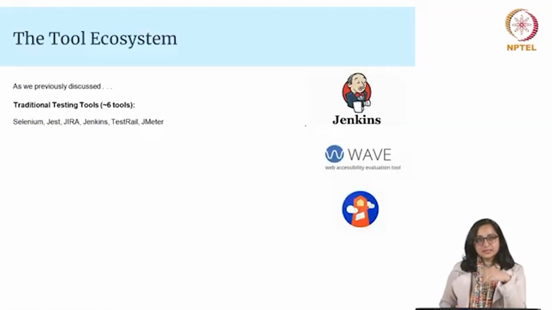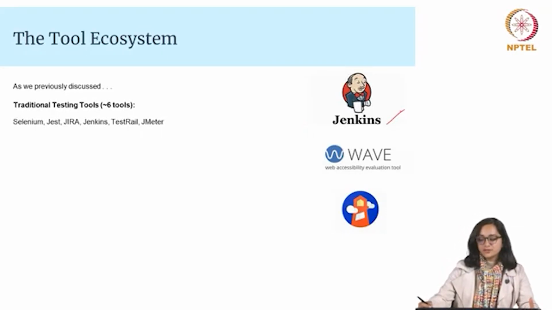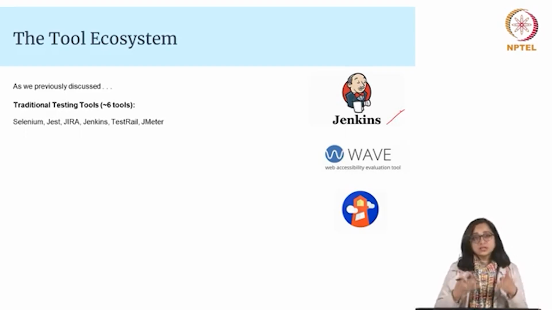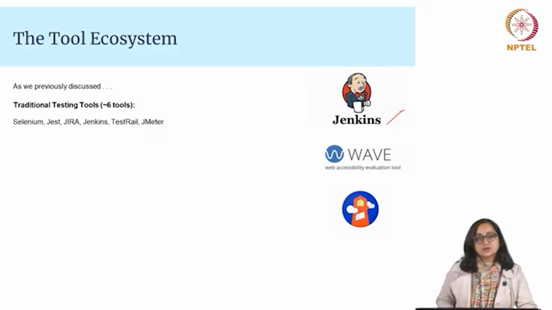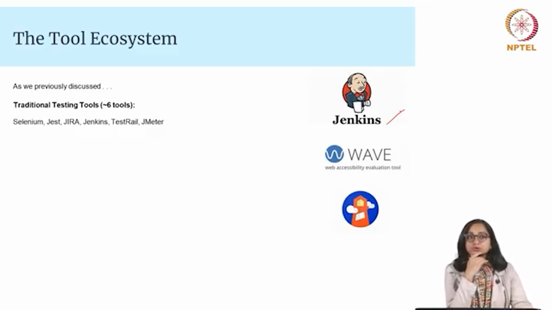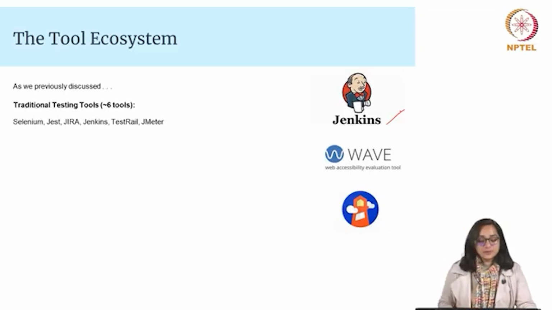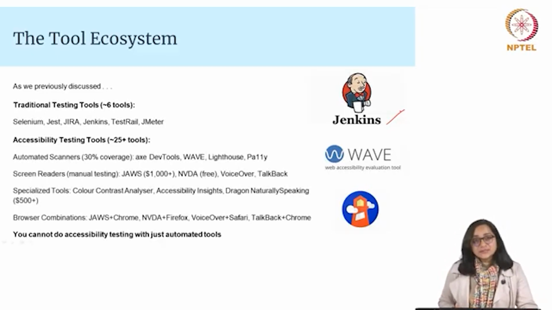As previously discussed, in the tool ecosystem, I'm sure you are all aware of tools like Jenkins, etc., which are your traditional testing tools, much lesser in number, and commonly used across the IT industry. Accessibility testing tools may be many in number because automated tools are not able to do 100% evaluation of all the accessibility issues in your product or in your code.